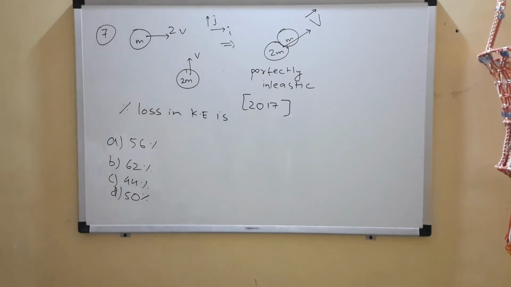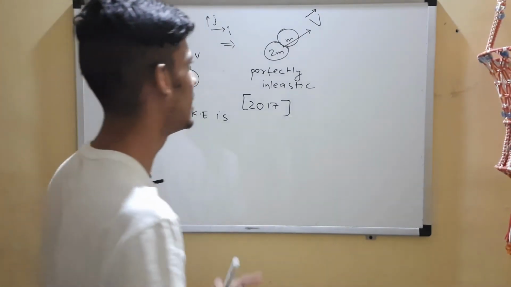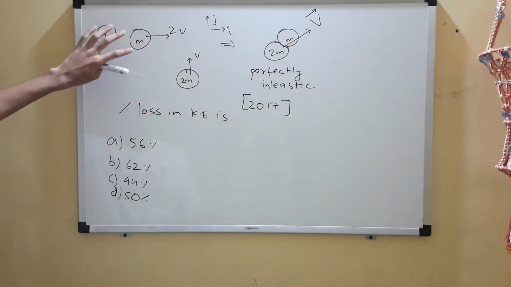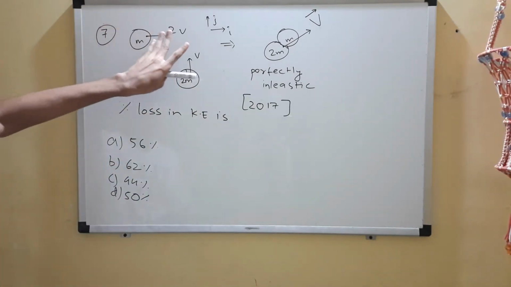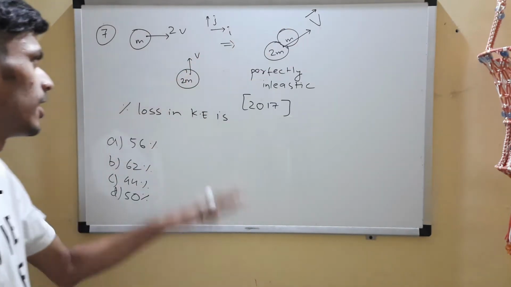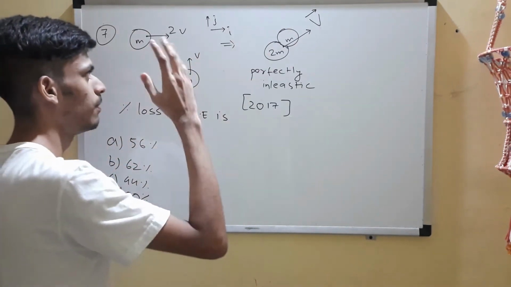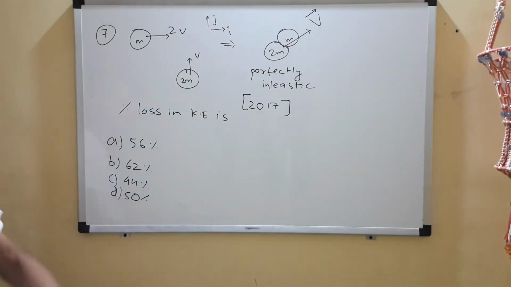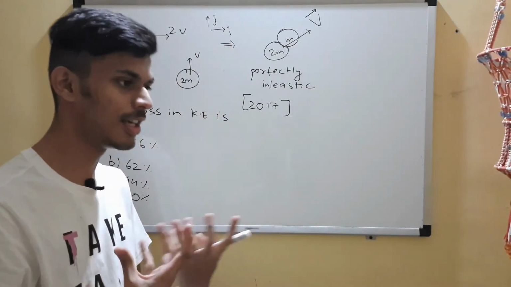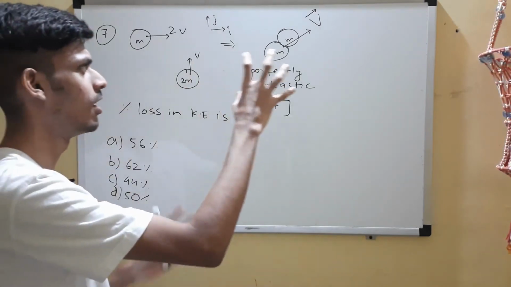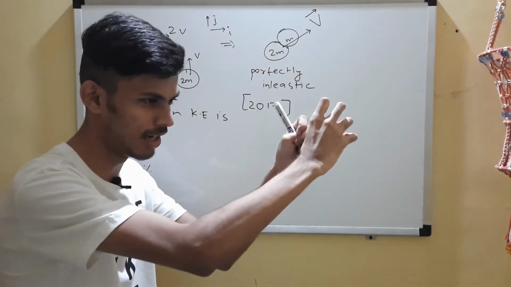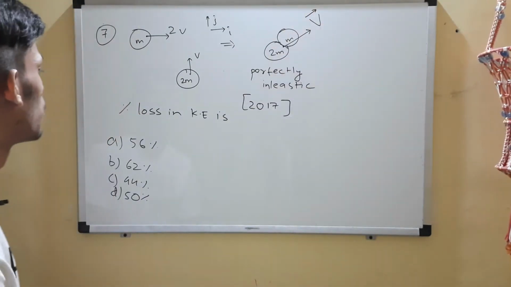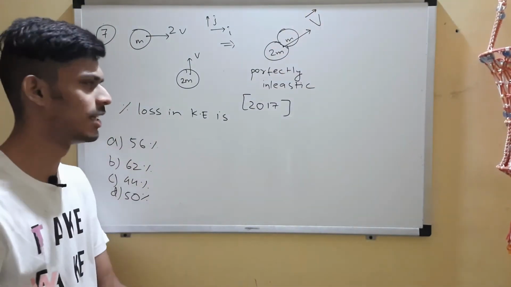So next question, question 7 from BITSAT 2017. In this question, there are two balls, one with mass m, the other with mass 2m. The one with mass m is moving with velocity 2v in the i cap direction. The other one with mass 2m is moving with velocity v in the j cap direction. After some time they undergo a perfectly inelastic collision, which means they stick to each other and move together with velocity v bar. You have to find the percentage loss in kinetic energy.